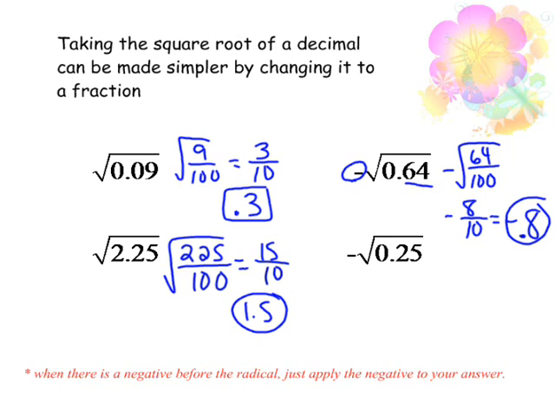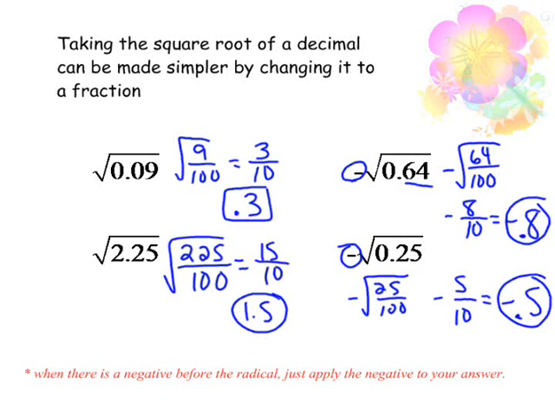The last one, it's a negative again, so our answer is going to be negative. So negative the square root of 25 hundredths. The square root of 25 is 5, and the square root of 100 is 10. So that's negative 5/10, negative 0.5. Remember, when there's a negative before the radical, just apply the negative to your answer.